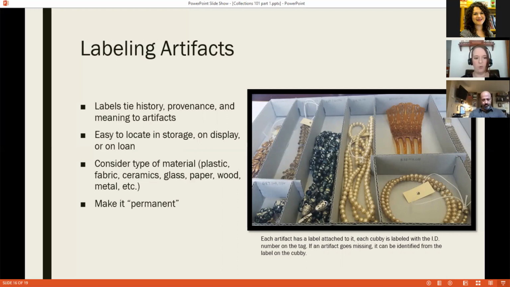There are a lot of different ways to label artifacts. You have to consider the type of material that you're working with, because you may label differently for a piece of plastic than a piece of fabric. We also talk about the idea of making the label permanent. Obviously, a tie-on tag isn't permanent. If I were to just set a tag in, or if I had just labeled the boxes, it would be more difficult to locate whatever item had gone missing.